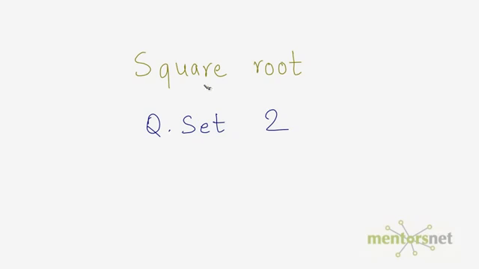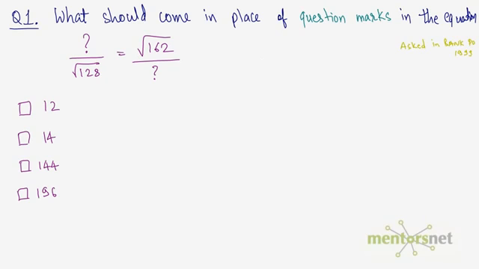Let us solve some more questions on square root in this question set number 2. This is the first question. What should come in place of these question marks in the following equation? And this question was asked in Bank PO exam of 1999. Well, let us replace these question marks with x. So we have x upon root 128 is equal to root 162 upon x.